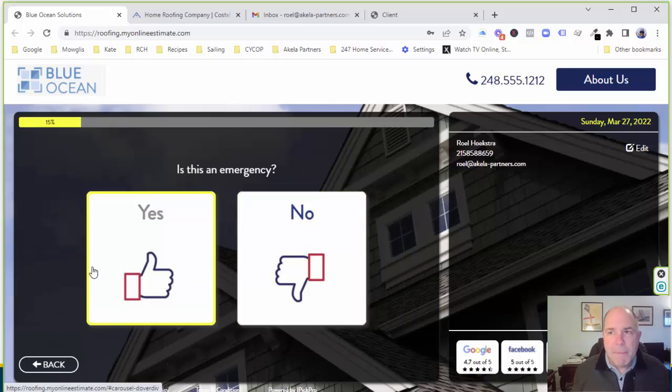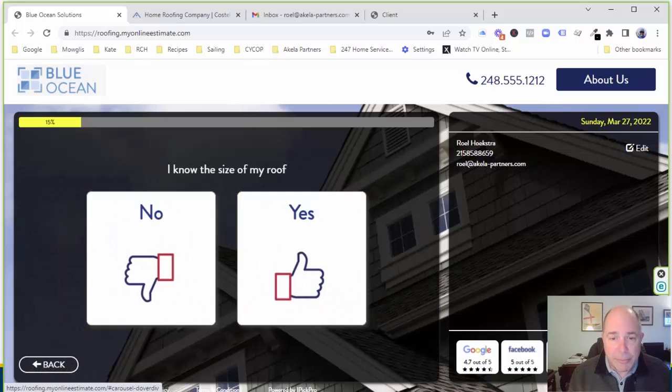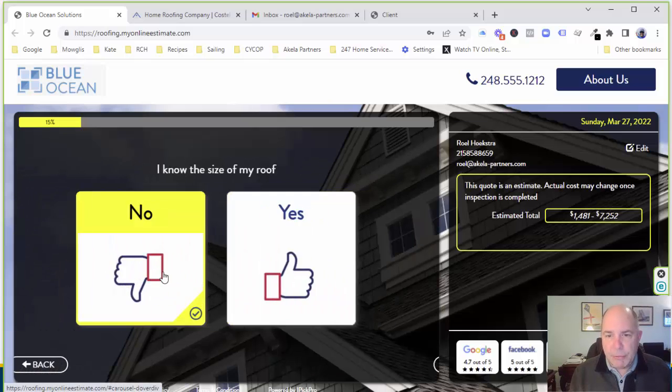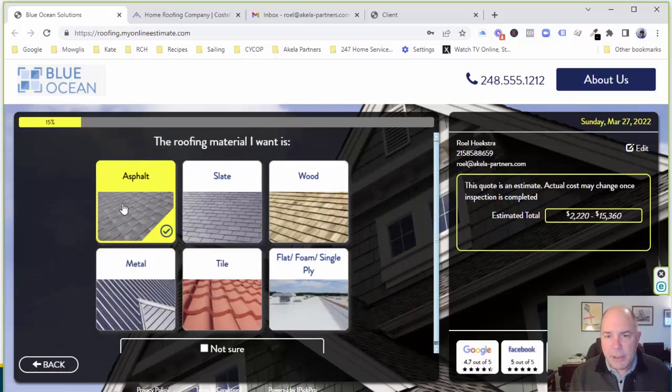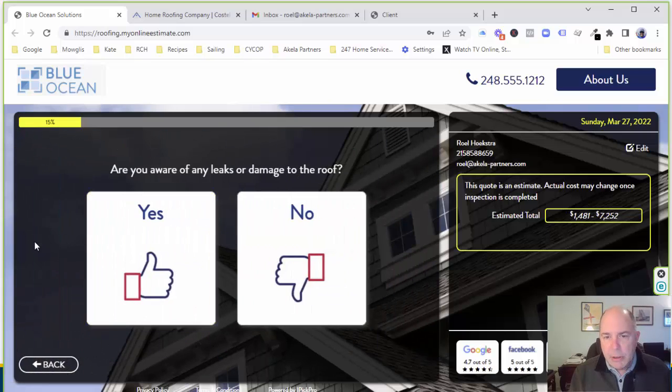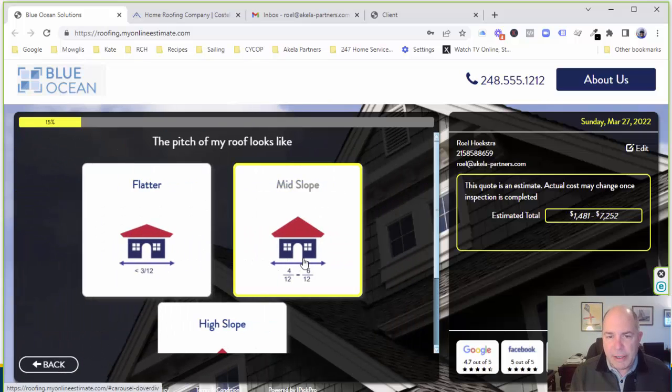get really interactive. Is this an emergency? No. Is it covered by insurance? No. I know the size of my roof. No. It's 1,000 square foot. Let's stick with asphalt. I don't have any leaks. Hey, do you notice that over here we're starting to build the quote, right? So on the right hand side, it's saying this quote is an estimate, but here's where you are. And notice it's a really big estimate, but it is an estimate.